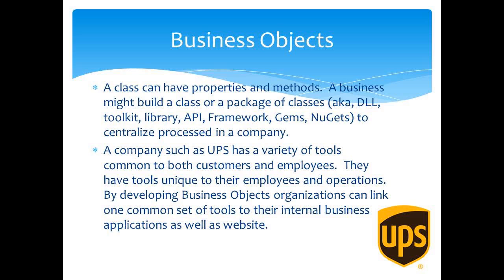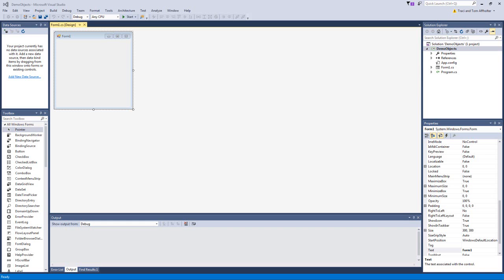So a company such as UPS has several tools common to both the customers and the employees, as I talked about a minute ago with the Postal Service. They have tools unique to their employees and operations by developing business objects that can link common sets of tools to their internal business applications as well as their website. Looking up the location of packages, figuring out what the cost of a package is going to be, insurance on a package, those types of things are all built in, and they're not going to put them in every single application they write. They're going to put it in one central location.